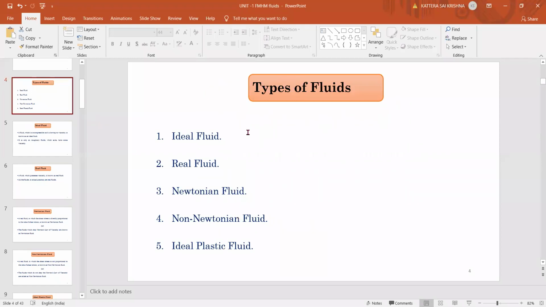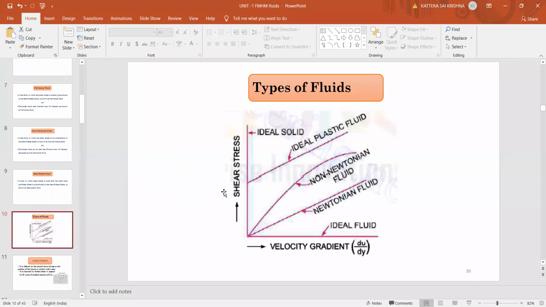So we have seen the types of fluids, where we have 5 types of fluids: real fluid, ideal fluid, Newtonian fluid, non-Newtonian fluid, and ideal plastic fluids. So these are the types of fluids we have seen, and we have seen the graph related to those 5 fluids with respect to shear stress and shear strain, nothing but velocity gradient. So these are those 5 types of fluids which we have seen in the last class.